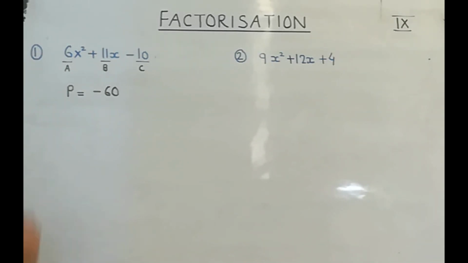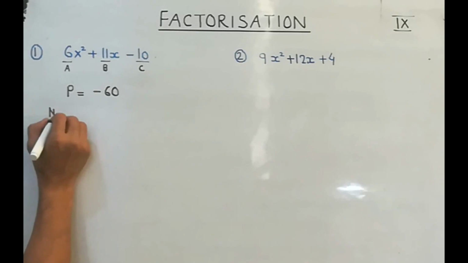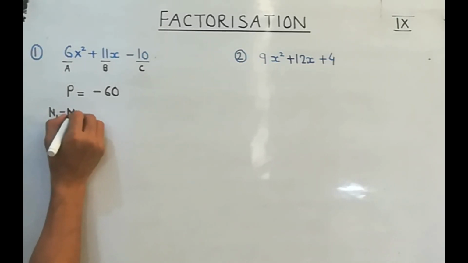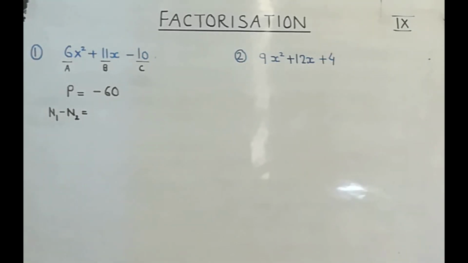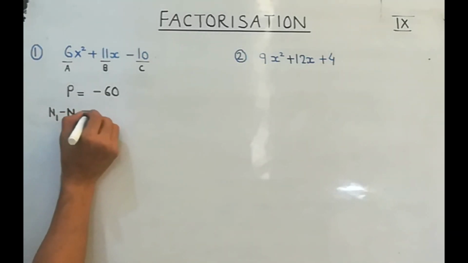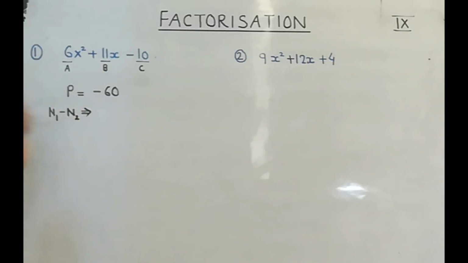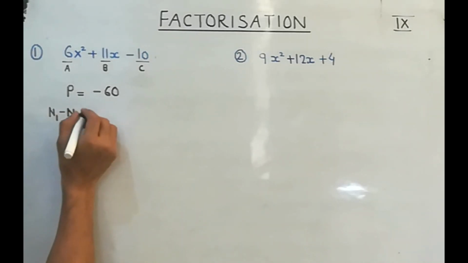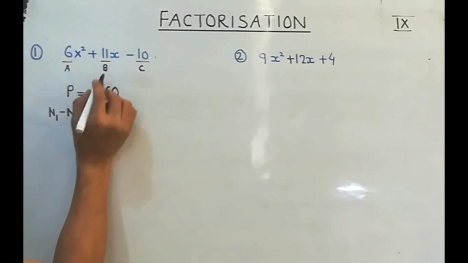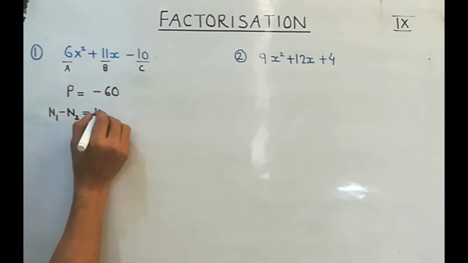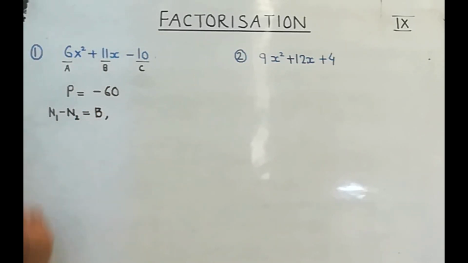So think of the two numbers n1 and n2 whose difference will be equal to 11. What will be the two numbers whose product will remain 60, but n1 minus n2 should be equal to b? And here b is 11. So which two numbers? Just think over it. That can give product 60, but their difference should be 11. Any two numbers?